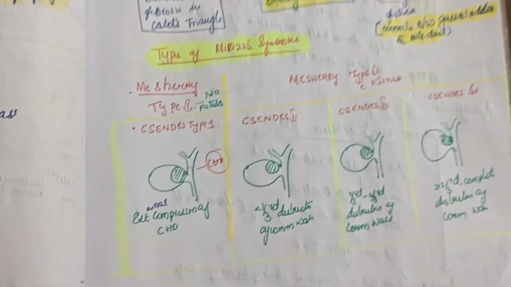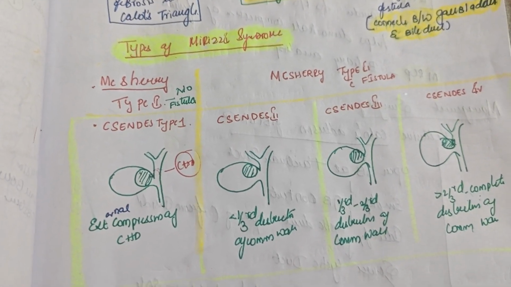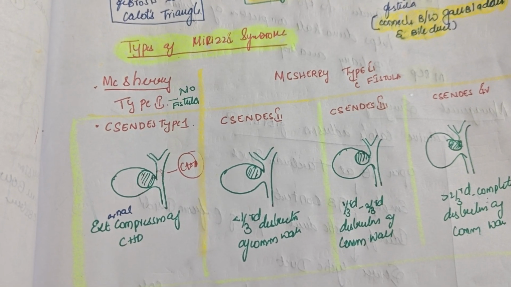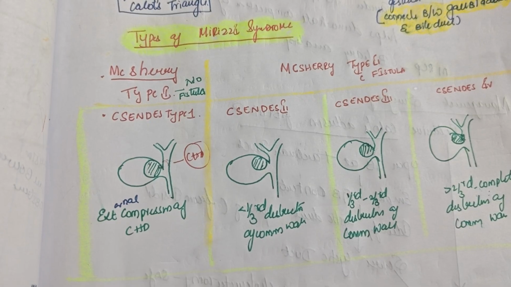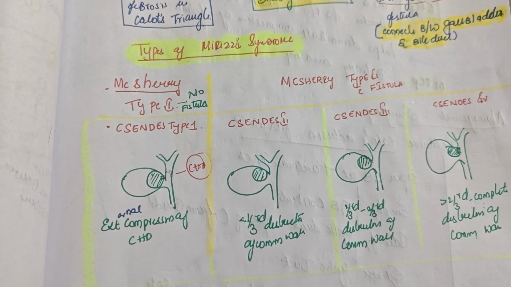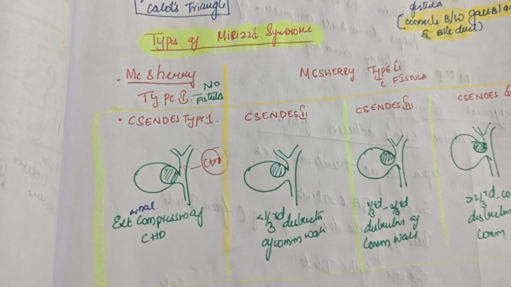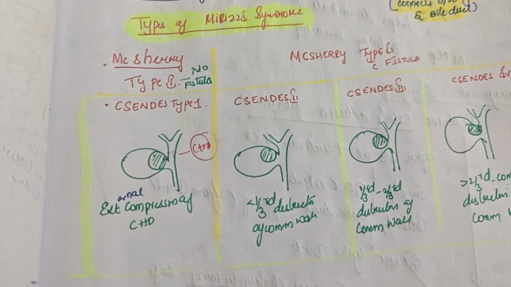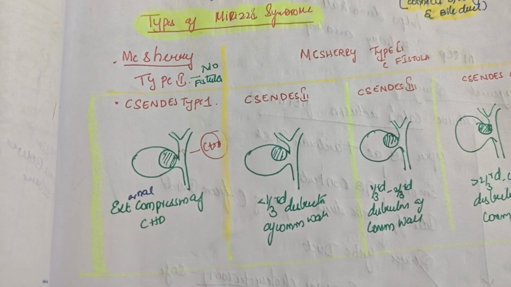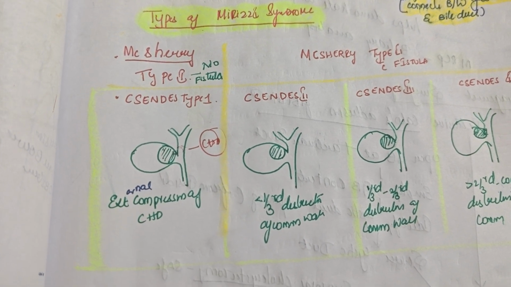But the important point which we need to understand is that we have a classification here: McSherry's classification and Csendes classification. In McSherry's classification, you have two types, type 1 and type 2. Type 1 is no fistula between the gallbladder and the bile duct. In type 2, there is a fistula.